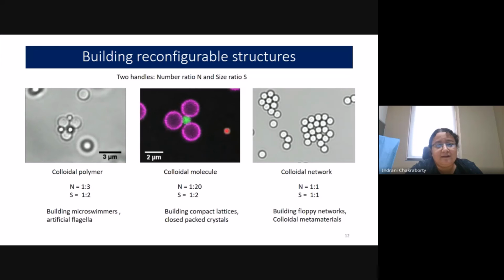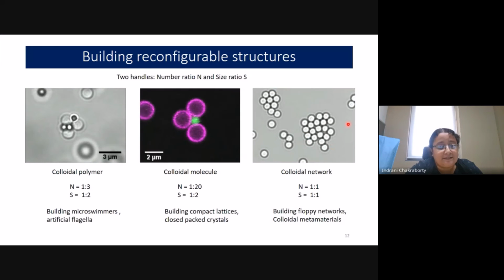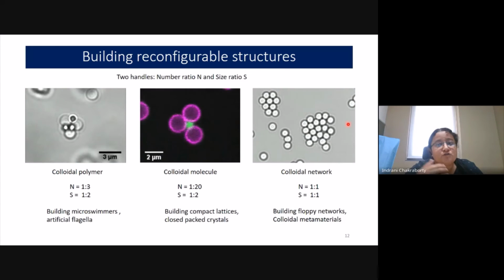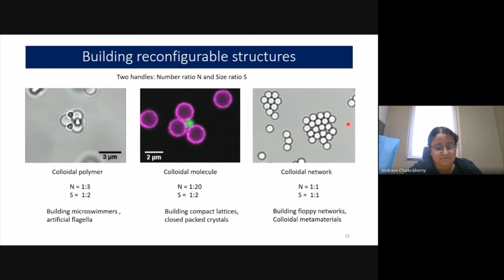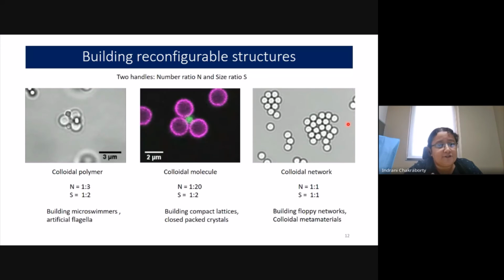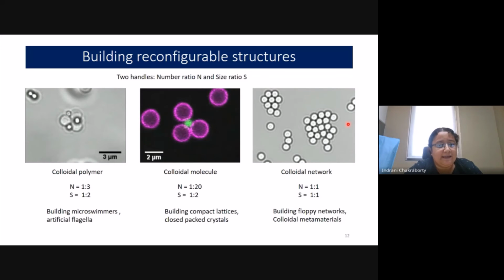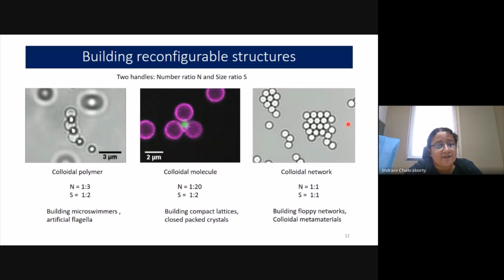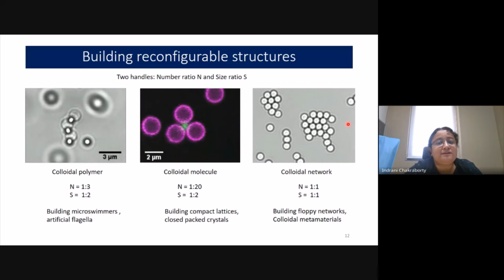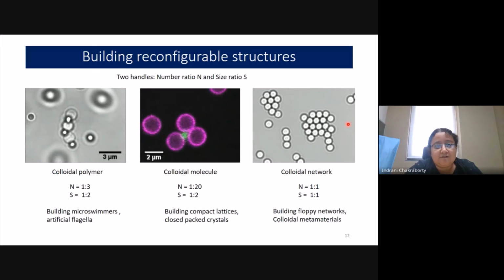We can also make floppy colloidal networks, which is like this, and these may be very important for making switchable photonic crystals or colloidal metamaterials. So the 2 handles that are important to get any of these 3 structures are the size ratio and the number ratio. And by playing with the size ratio and number ratio of the 2 kinds of colloids, we can make different kinds of structures.